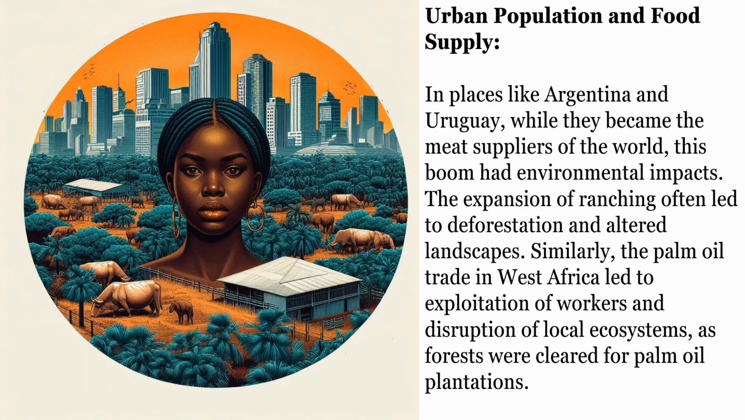Urban population and food supply. In places like Argentina and Uruguay, while they became the meat suppliers of the world, this boom had environmental impacts. The expansion of ranching often led to deforestation and altered landscapes. Similarly, the palm oil trade in West Africa led to exploitation of workers and the disruption of local ecosystems, as forests were cleared for palm oil plantations.